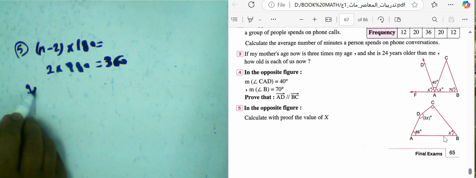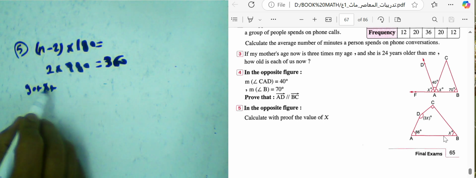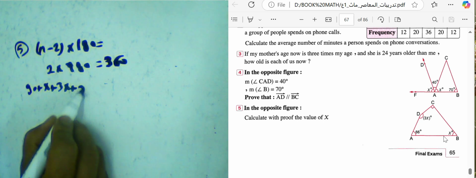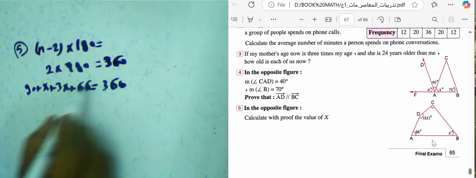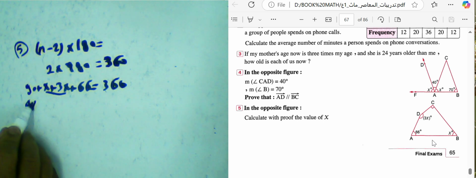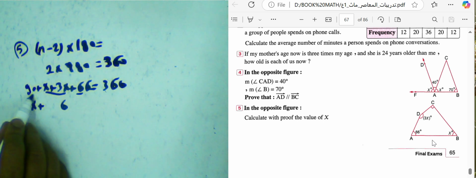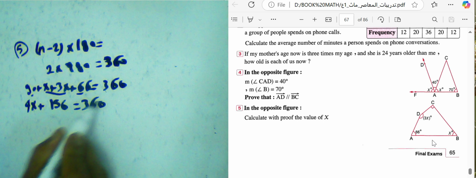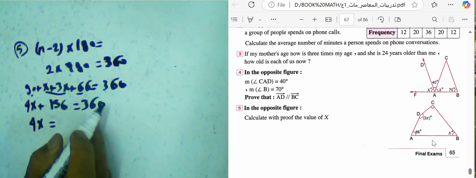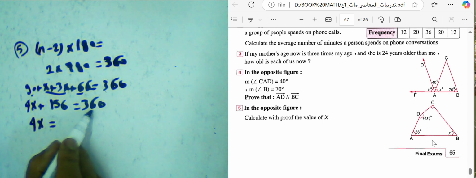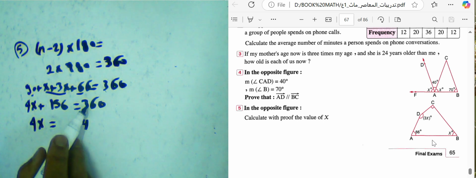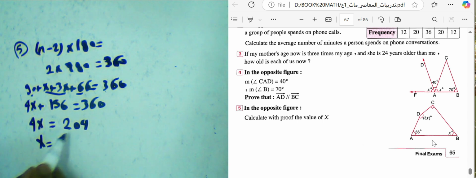So I say here: 90 plus x plus 3x plus 66, all four together equal 360. Then x plus 3x is 4x, 6 plus 0 is 6, 6 plus 9 is 15, so 4x plus 156 equals 360. Then 4x equals 360 minus 156, which is 204. The value of x equals 204 divided by 4, which is 51 degrees.